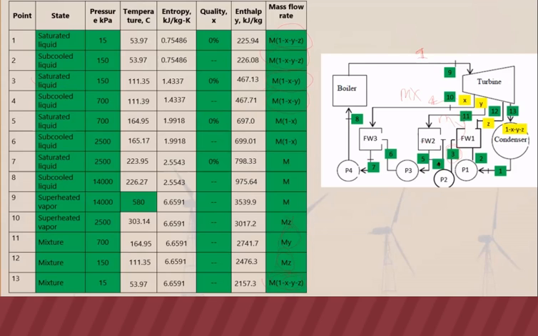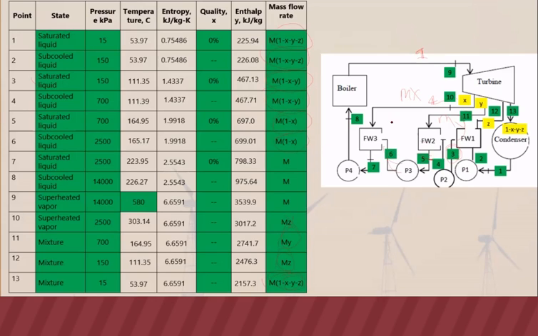Now at point 4, 1 minus x minus y will be added by y, so we can eliminate y. The result will become 1 minus x at point 5. So it will exit at point 5 as 1 minus x. And then it will flow to the pump 3. So point 6 will be the same as point 5, so that is 1 minus x.